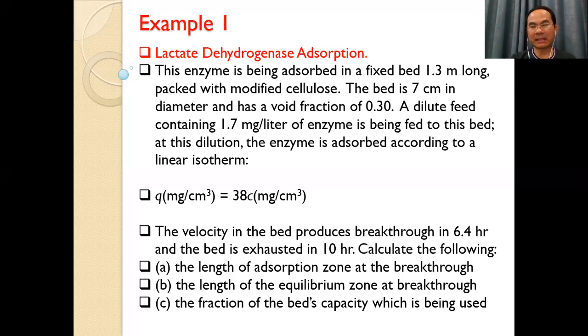This lecture is the last section of the adsorption. Previously we talked about the principle of the fixed bed adsorption. Now I will give you an example calculation based on the fixed bed adsorption.